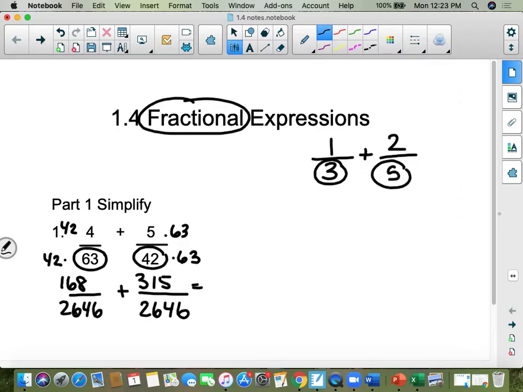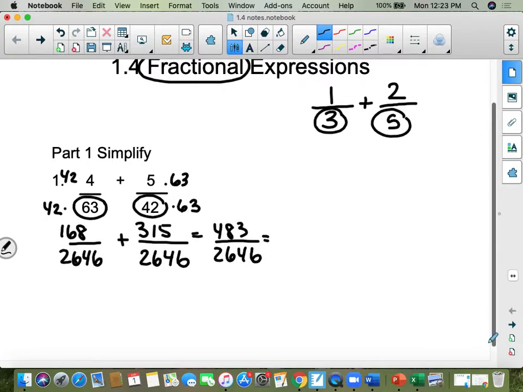Once we have a common denominator, you can add the top together, which gives you 483 over 2646. I'm hoping if you're in college algebra, you know how to simplify a fraction on your calculator. Your calculator will simplify it for you. But 483 divided by 2646 in simplified form is 23 over 126.